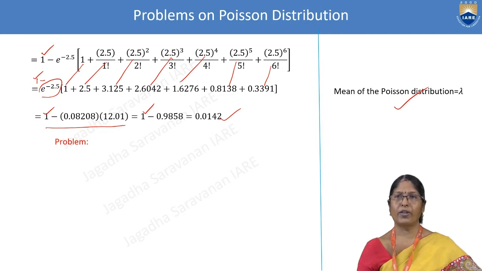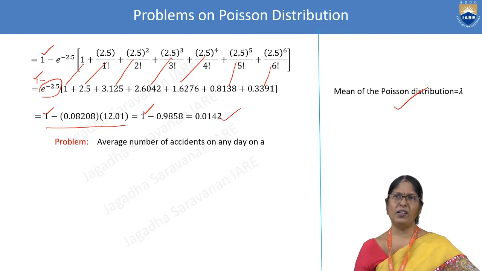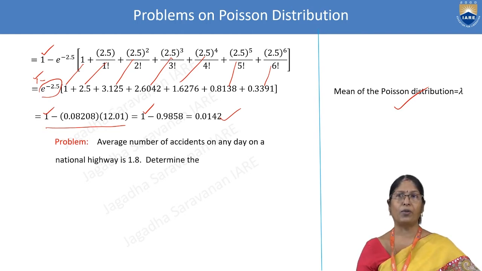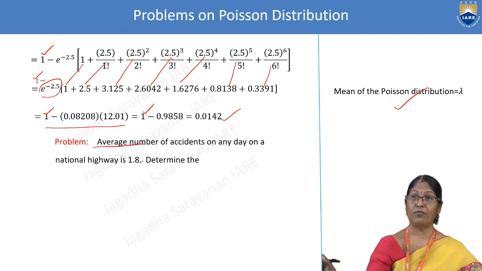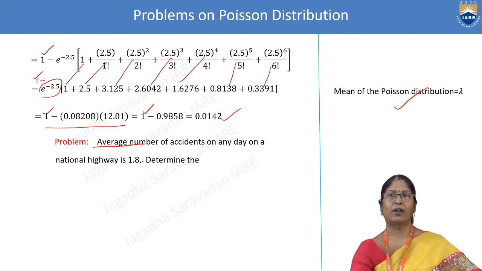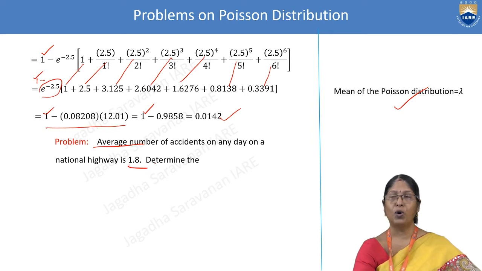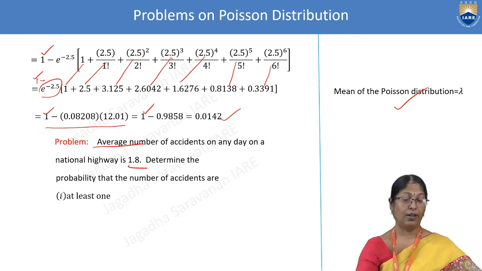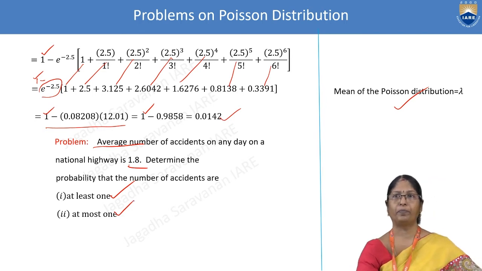So one more problem we can do. The average number of accidents on any day on a national highway is 1.8. Average, fine. We fixed our mind, better we can go towards the Poisson formula. Lambda equal to 1.8. Determine the probability that the number of accidents is at least 1.